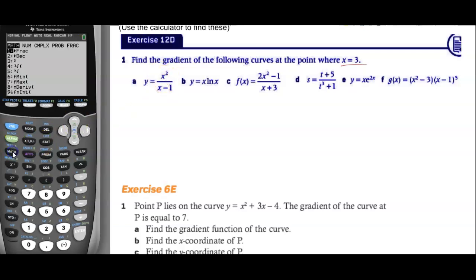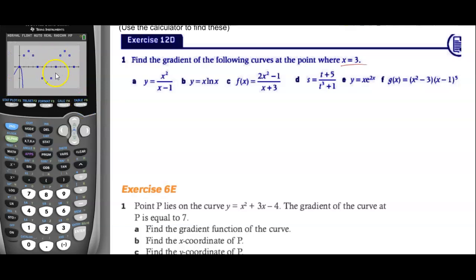So we press math, number, go to the bottom by pressing up, and then we type in x squared, and then on the bottom we put x minus 1. It's in there, okay? And we could graph it.